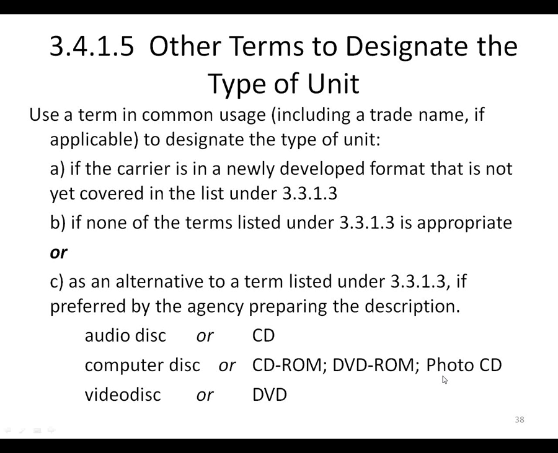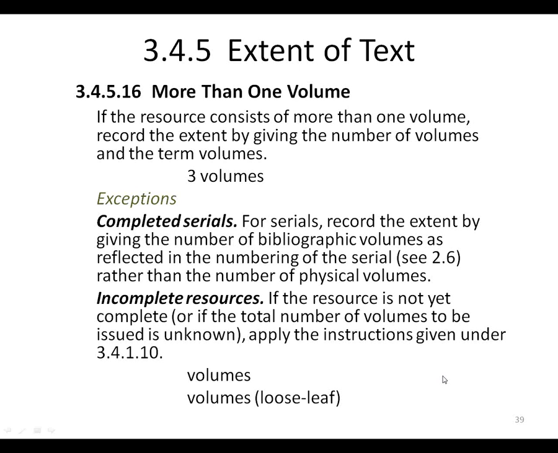RDA also does allow an option to use terms that are in common usage, alternative terms, instead of using the carrier type list terms. We'll see as practice develops how much Concert decides to use this. Extent is pretty much the same under RDA as it was under AACR2, except for the fact that we don't abbreviate terms. So if a serial is completed, you will give an extent statement something like 3 volumes instead of 3 v. If it's uncompleted, you just say volumes.